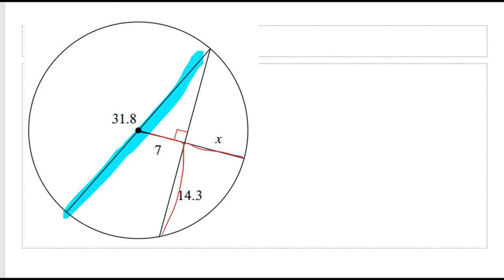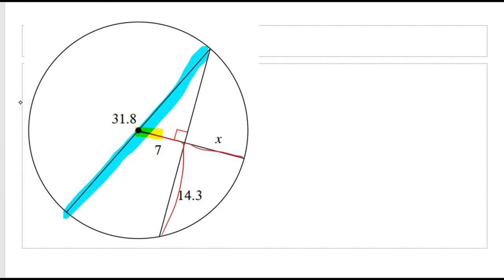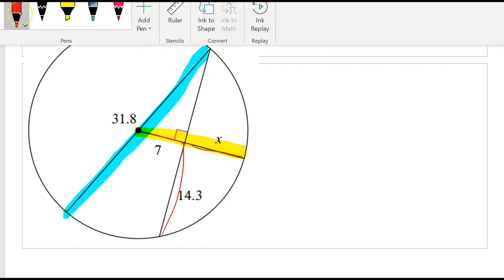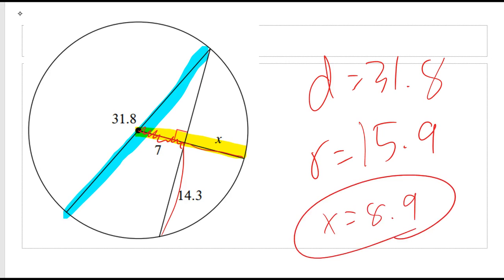This whole thing is diameter, okay? If I look here, this whole thing is the radius, okay? So if the diameter equals 31.8, what's the radius? You just cut it in half. So half of 31.8 will be 15.9. Okay? So, if the radius is 15.9, and I know that this little piece right here is 7, all I have to do is subtract it by 7, and x equals 8.9. That's it.